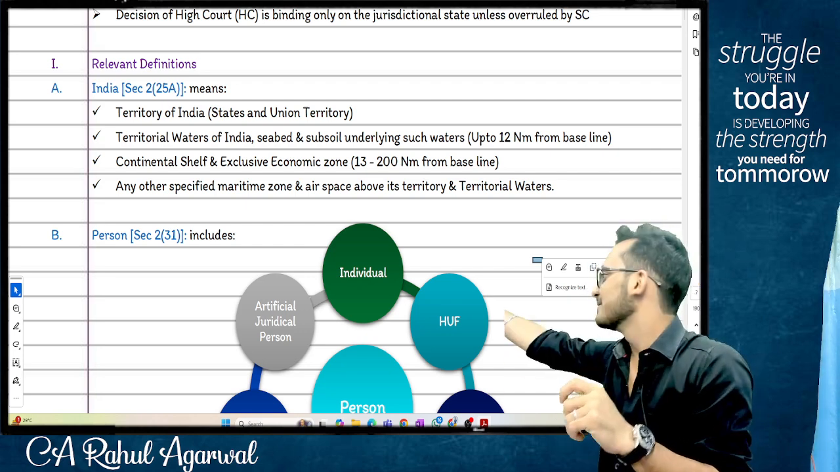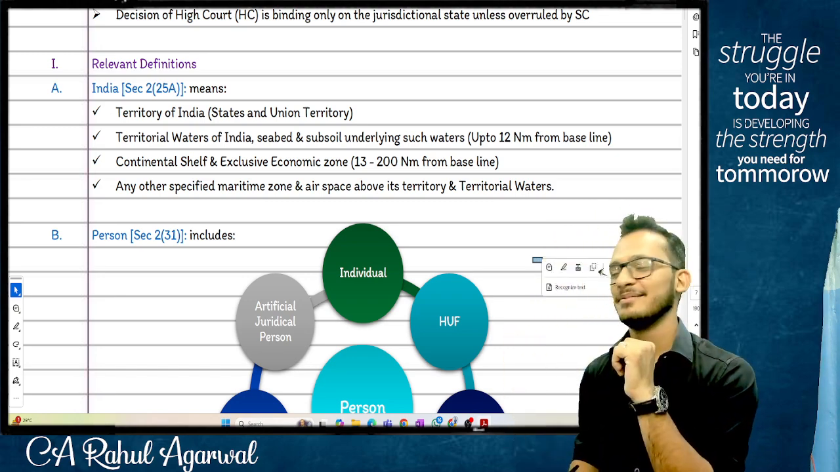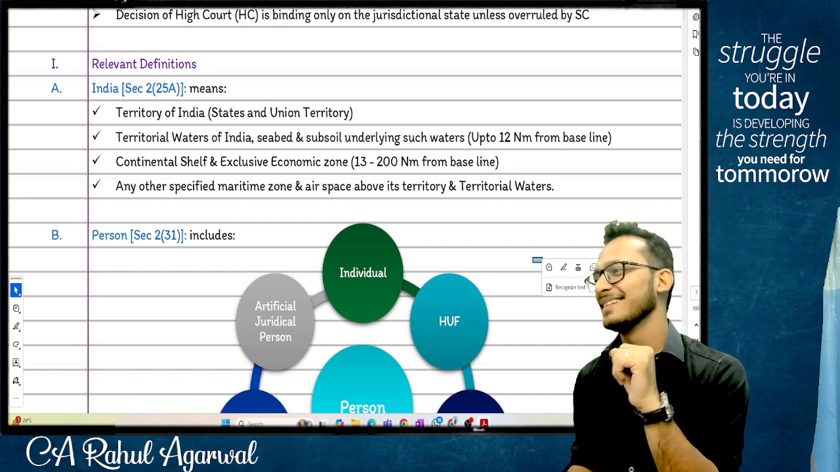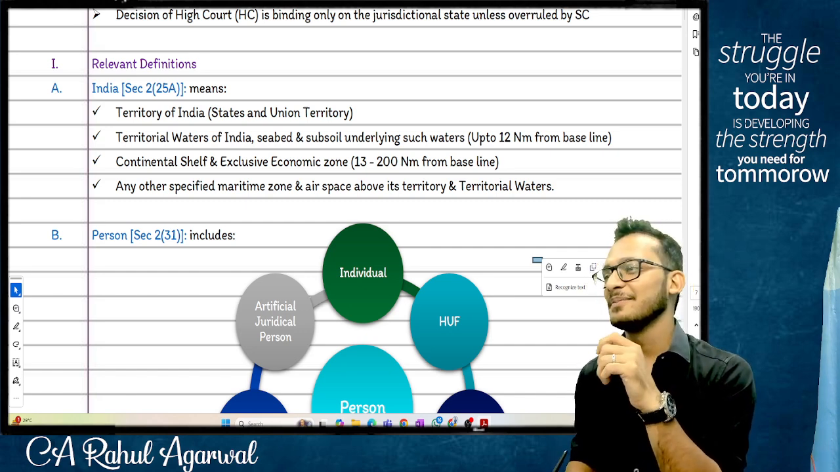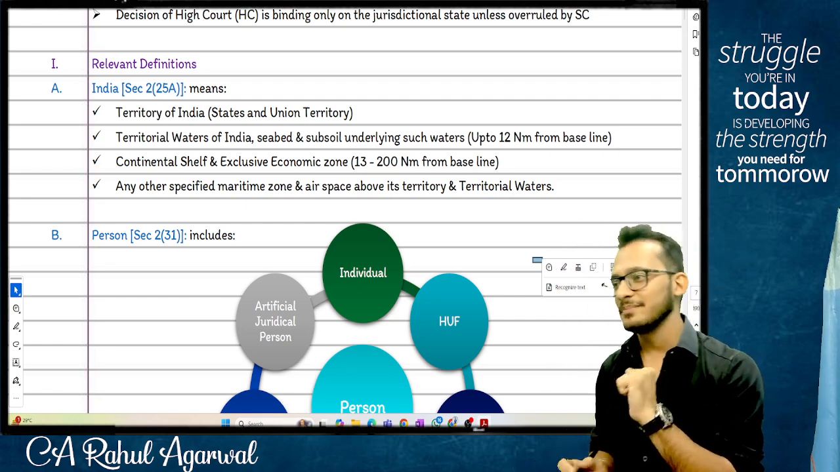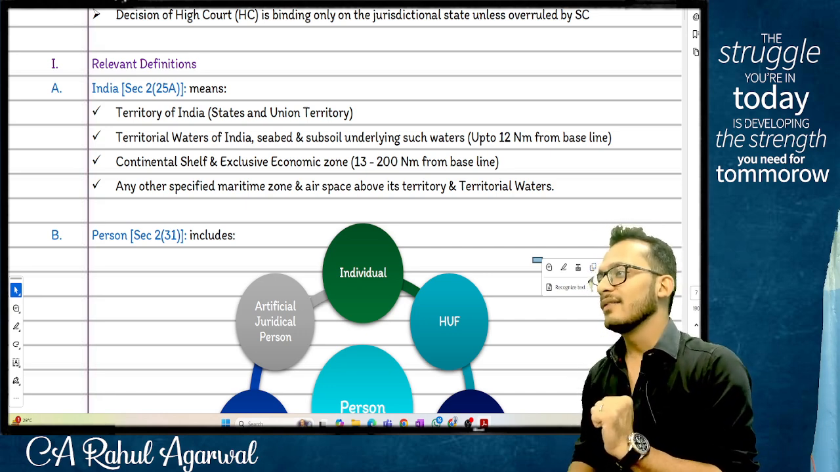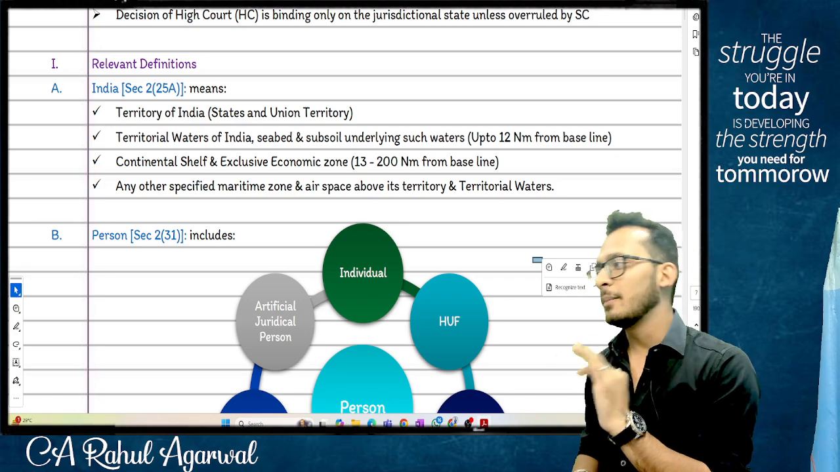Hey, space is written. Covered, not covered? Not covered. See, that's the power of a means definition. What is given here is what is India. Anything beyond this does not form part of India.